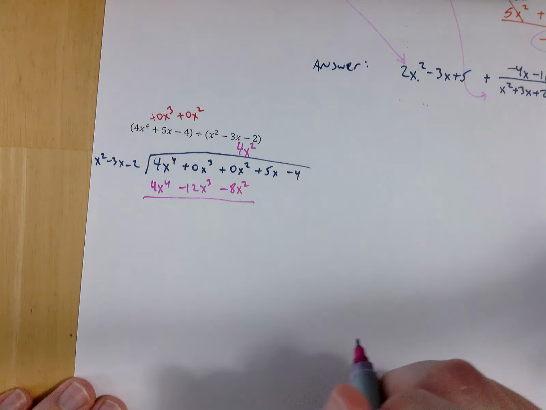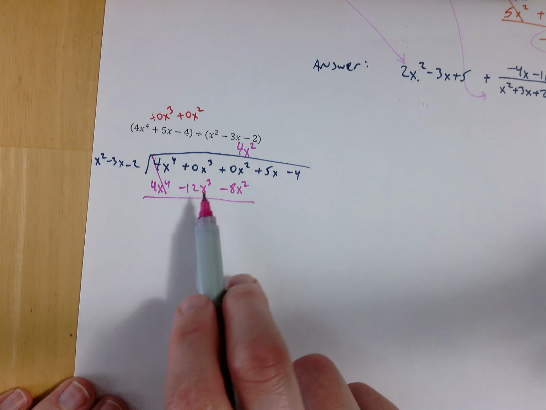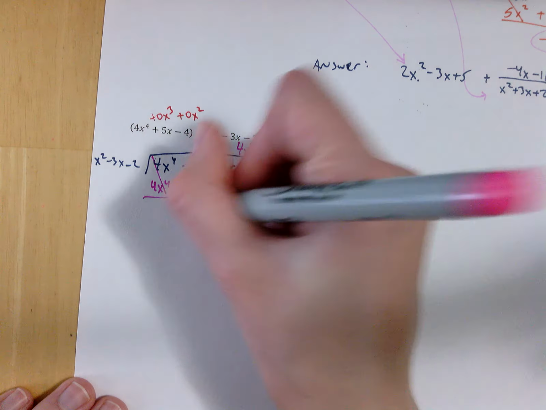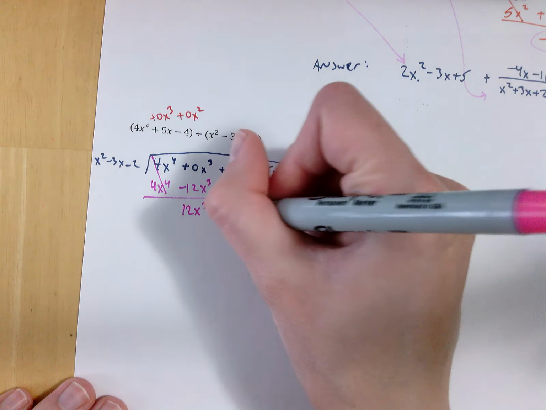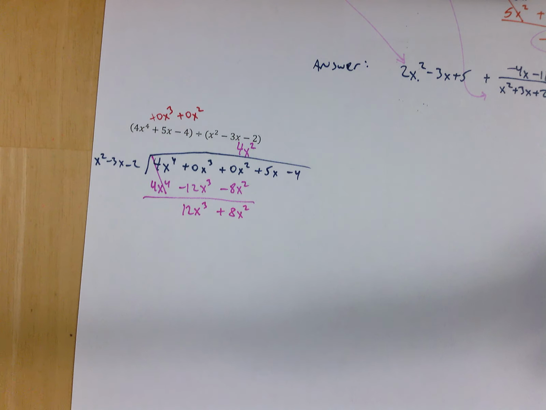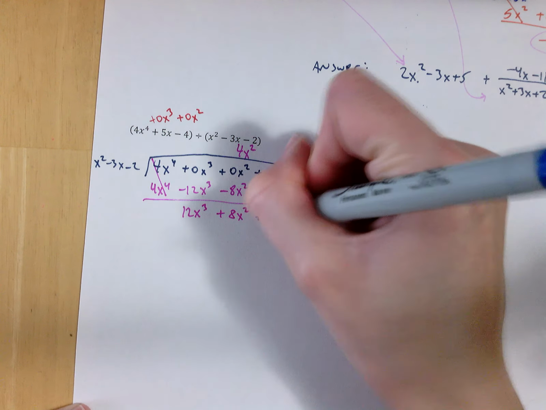Okay, don't forget we're subtracting, so that cancels. This is especially when there's zeros, people tend to screw this up. 0 minus negative 12 is positive 12, x to the third. 0 minus negative 8 is positive 8, x squared. Great. All right, so then I'm going to bring down my next term. So I'm bringing down the plus 5x. And we rinse and repeat.